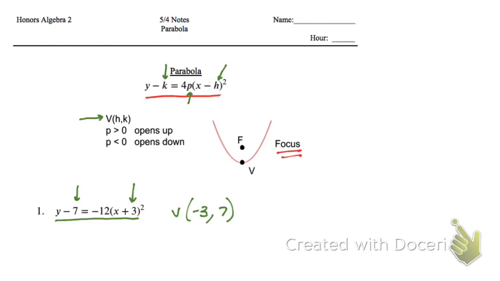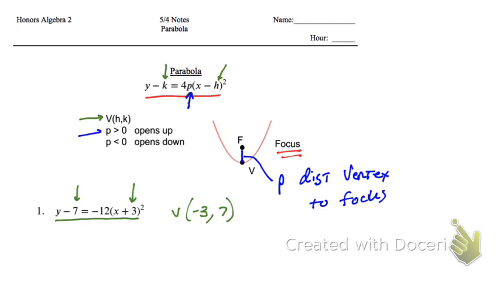Now this new variable in this equation, this p value, how it comes into play is it is the distance from vertex to focus. So that p value is the distance from your vertex to your focus.